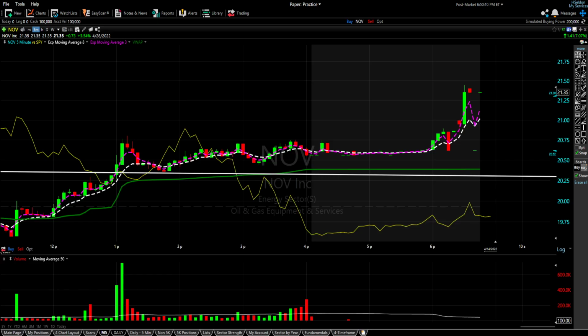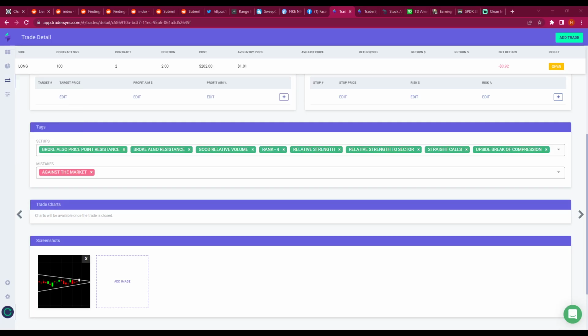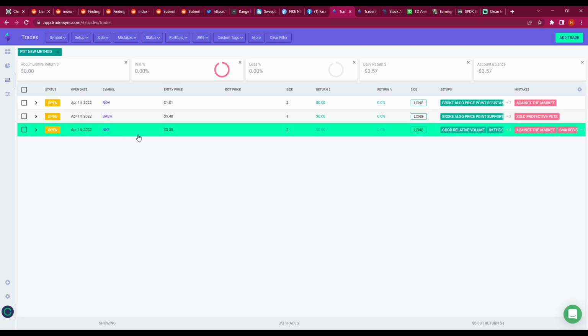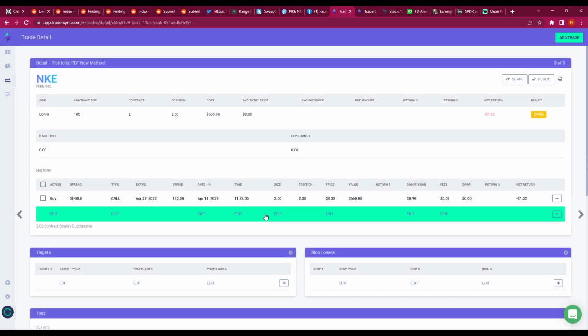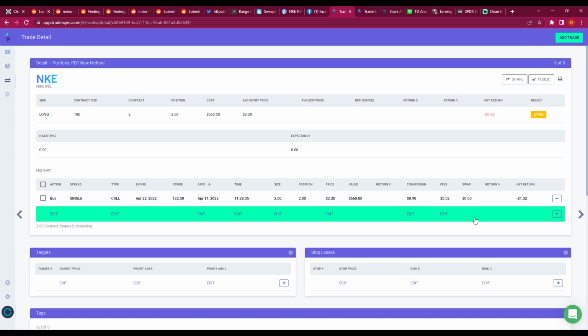So over here we could see, obviously, this is almost a month long of compression, and it broke it to the upside here. So here was our first trade using the new strategy. Ticks off all the boxes. It's straight calls. It's a week out. Next, what is our next trade? Our next trade that we did, well, this was actually the first one we did, but the next one we did was Nike. Now there's a slight little problem with Nike, and we'll go over that.